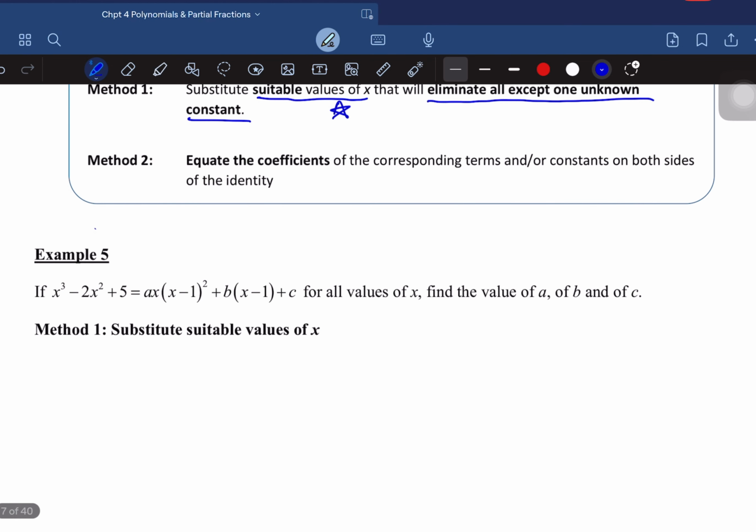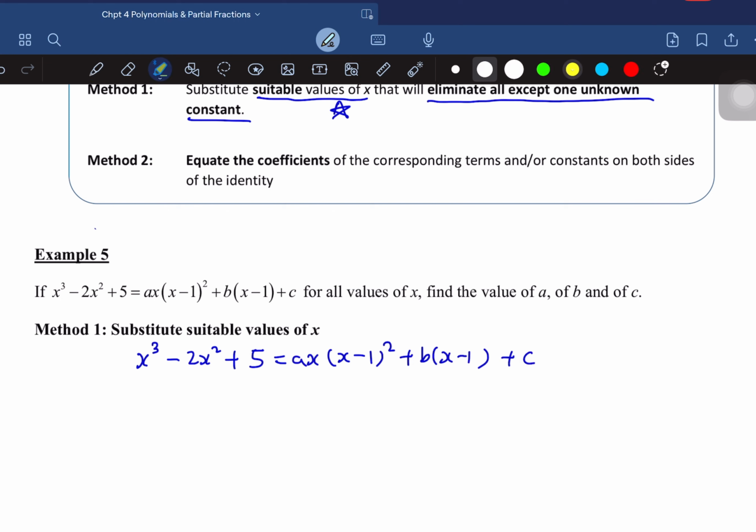So in this question, we have x cubed minus 2x squared plus 5 equals to ax bracket x minus 1 square plus b bracket x minus 1 plus c. So observe the equations given. You can see that inside the bracket, key thing, inside any bracket, we have one linear expression, which is x minus 1. So this is the key point.